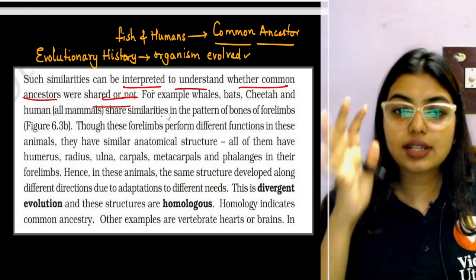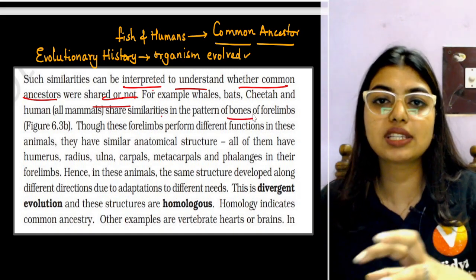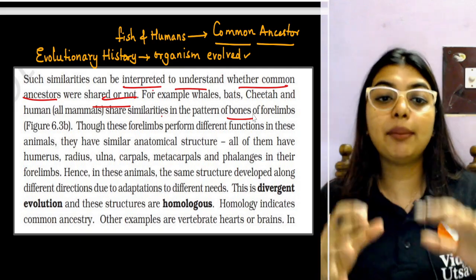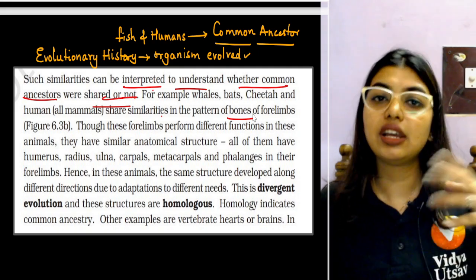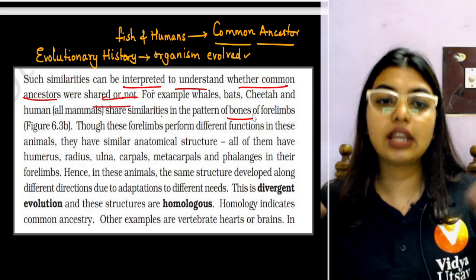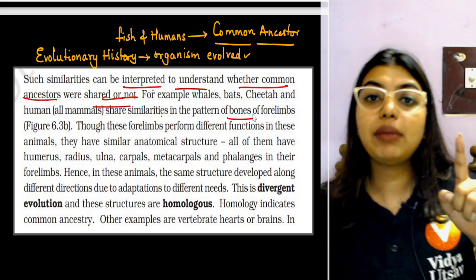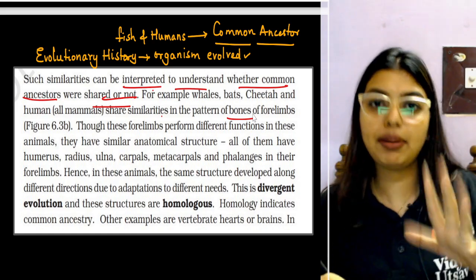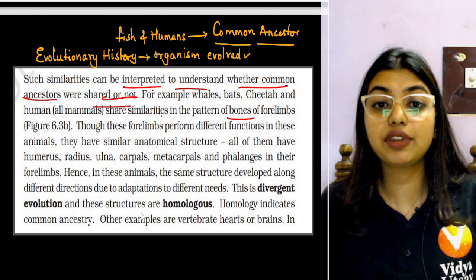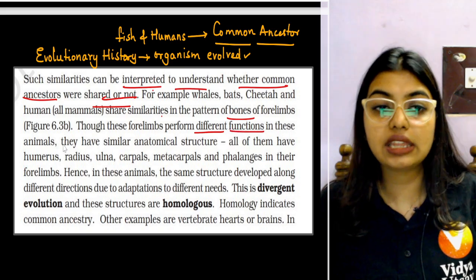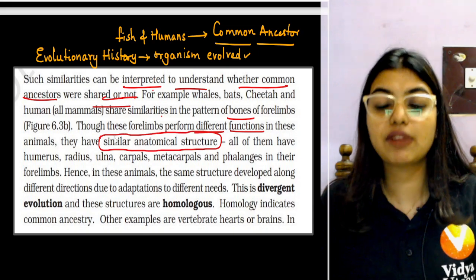So bats, whales, cheetahs and humans share similarities in the patterns of the bones of the forelimbs. Every organism has humerus, radius, ulna, carpals, metacarpals and phalanges, but how they are used varies. Bats fly, whales swim, cheetahs run, humans hold and catch things. All have the same pattern but perform different functions. The structure is the same, students, but the function is different.